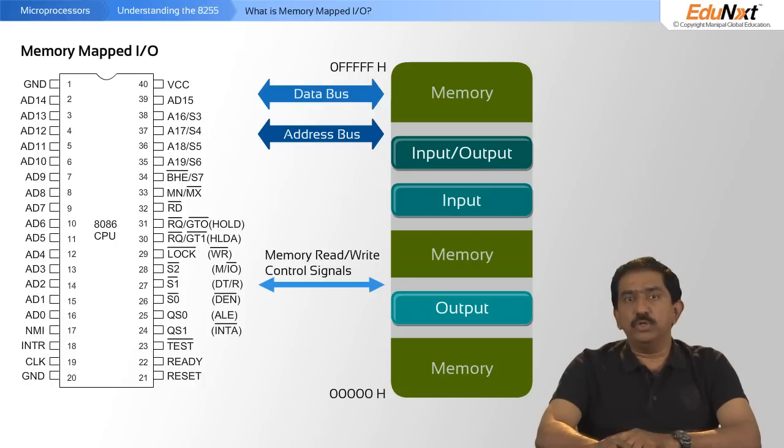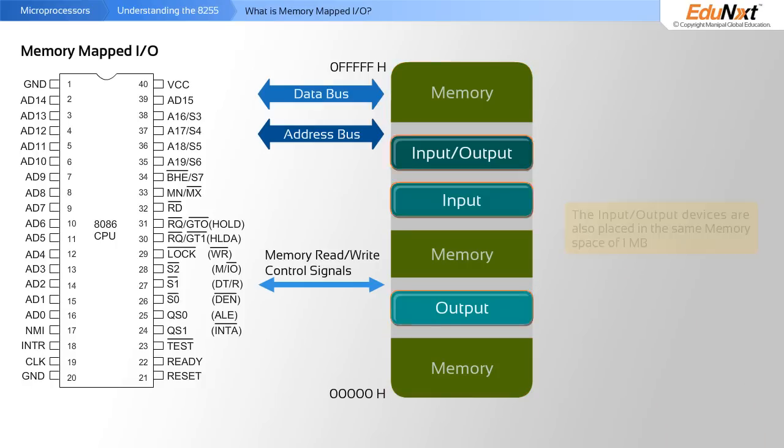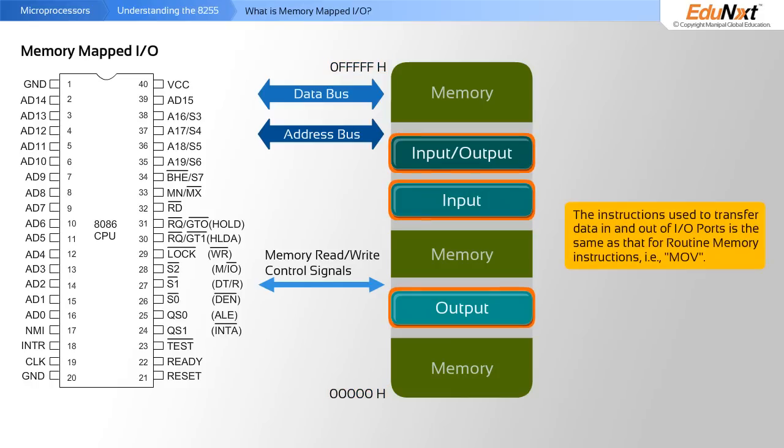For memory mapped I/O, in addition to these physical memory devices, you also have the I/O devices, and they are also placed in the same memory space, in the same 00 to FFFF hex. Now, as far as the processor is concerned, to access these input-output devices, all it needs to do is use the same instruction, the MOV instruction, that it would use with a normal memory device.